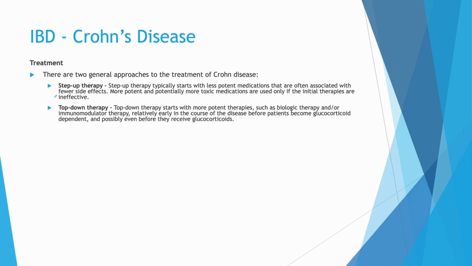All right, so there are two general approaches to the treatment of Crohn's disease. If you don't remember anything from this lecture in regard to treatment of Crohn's disease, remember this, okay? We have two major approaches. One is the step-up therapy, meaning that we start with the minimum or less potent medication, and we work our way up, increasing to more potent medication until we get remission. So it's usually what we do for more mild cases of Crohn's disease. We start with the least potent medications and work our way up till we get where we need to be.